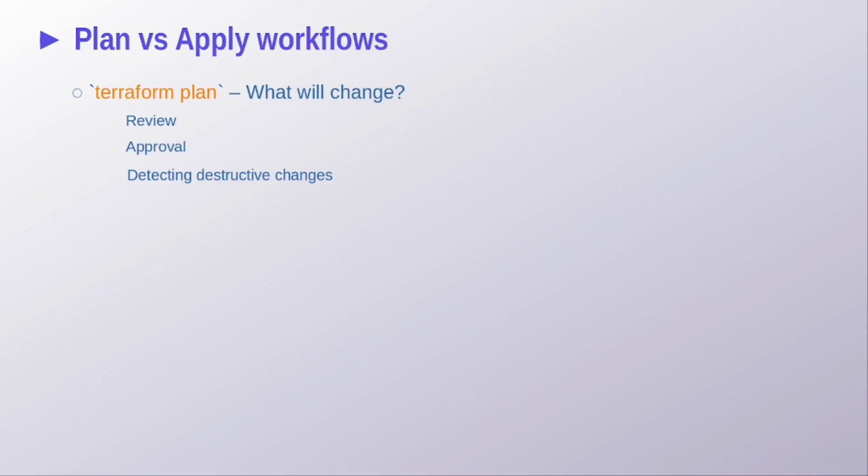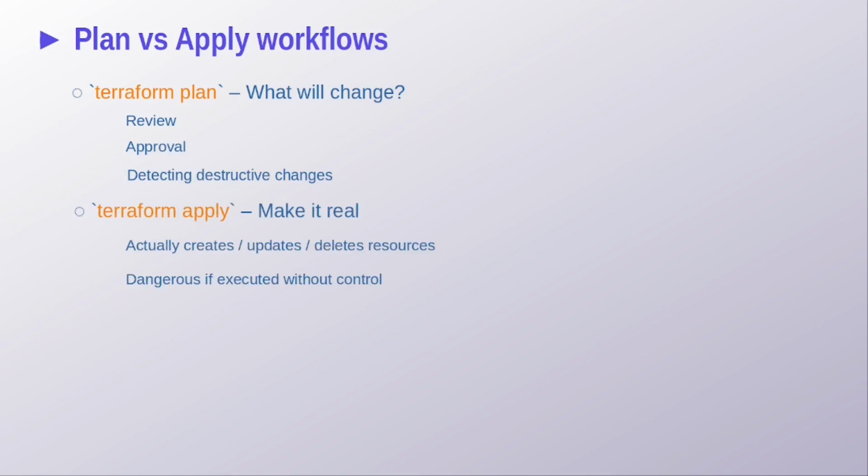Important thing to remember: terraform plan makes no real changes. It is safe to run automatically. It is perfect for a CI pipeline. The output of plan is a change contract. It's like saying, if you approve this, this is exactly what will happen. This is why plan should always run automatically.